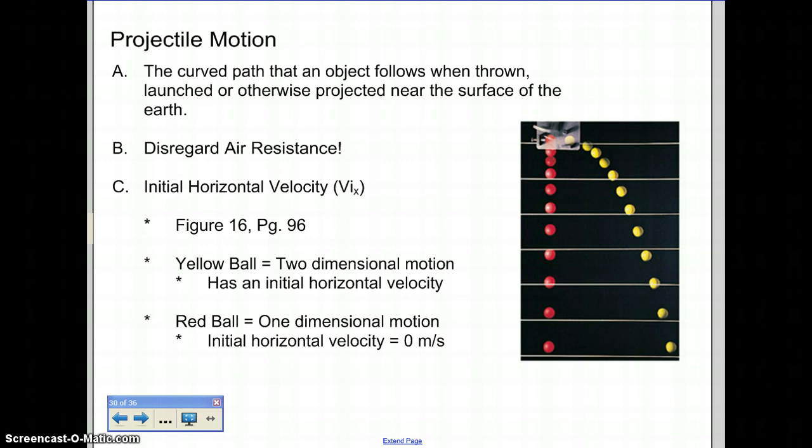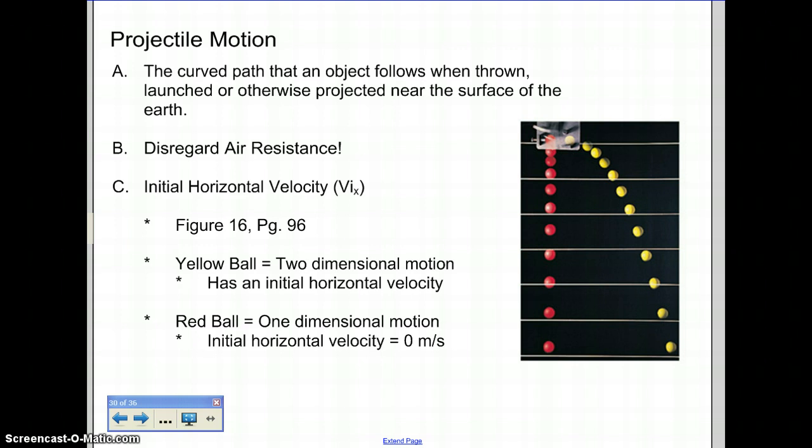One thing that I want you to look at now is, for now, and IB will get further into it, but for now you're going to disregard air resistance. And checking out this diagram here, you can see the difference between 2D motion, the yellow ball, is falling down and over at the same time because it was given an initial horizontal velocity. And then the red ball would be just 1D motion. It was dropped straight down.